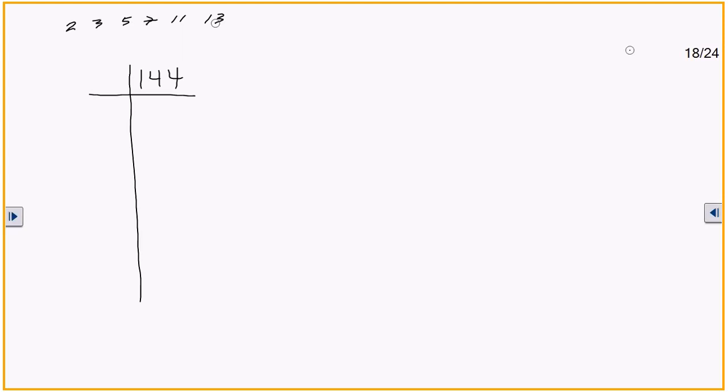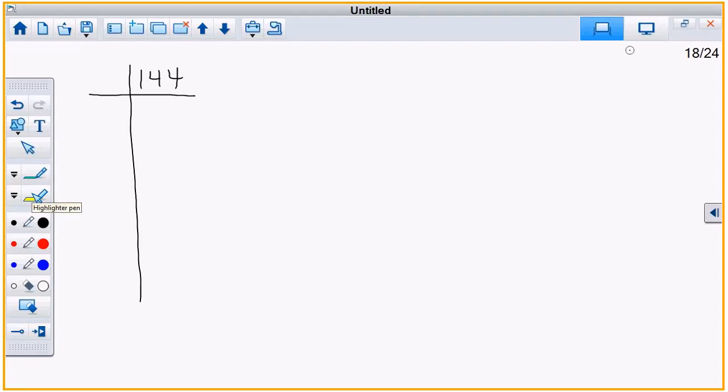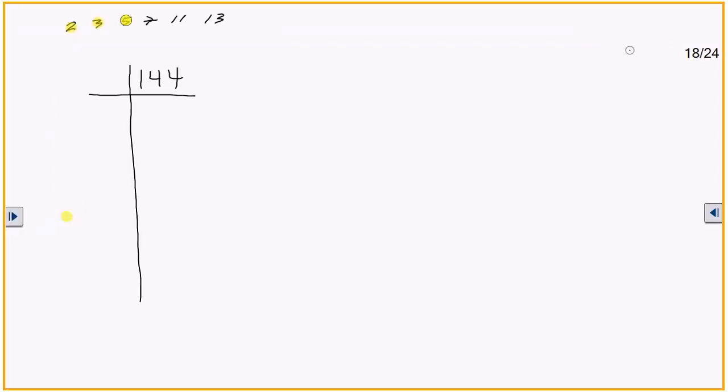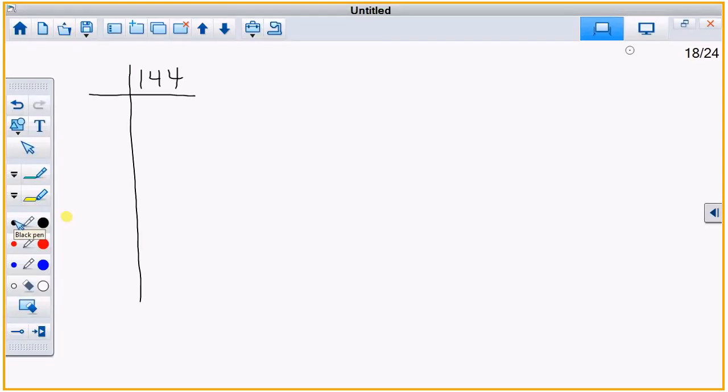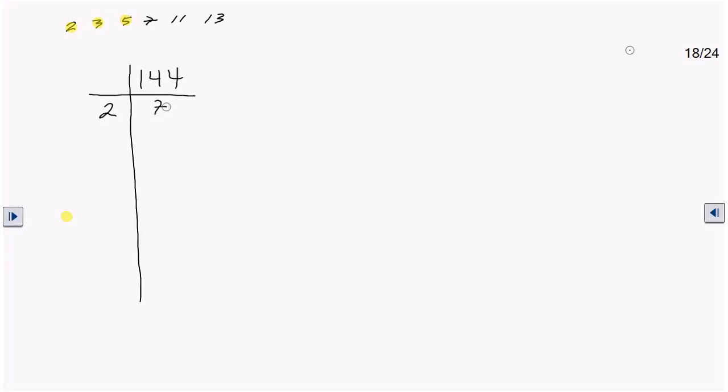Okay, now that you're back, I'm going to divide by 2. Why? Because it ends in 4, and from that previous table that you go to Google and print out, if it ends in an even number, then you can divide by 2. And I always use 2, 3, and 5 first. So I'm going to go up here and highlight 2, 3, and 5, because I always use those first, just as a general rule. So I'm going to use 2. 2 will go into 14 7 times. 2 will go into 4.